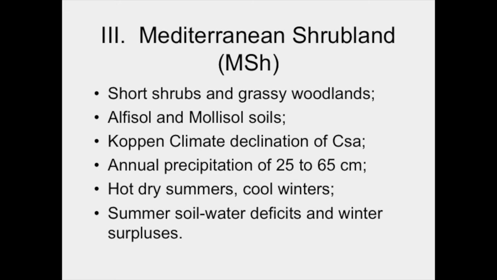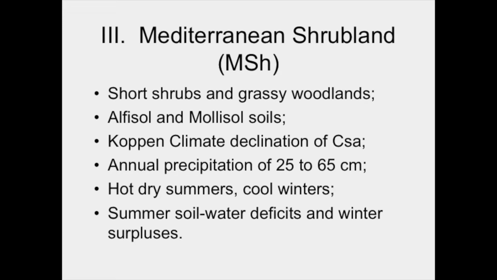Short shrubs and grassy woodlands are very common, along with soil types recognized to be generally alpha soils and mollisols. In terms of our climate system, we recognize, according to Köppen, a mild mid-latitude kind of expression. Again, within the mild mid-latitude climate group, we recognize humid subtropical climates, marine western coastal climates, and then of course this Mediterranean climate type. Annual patterns of precipitation will include levels of between 25 and 65 centimeters.